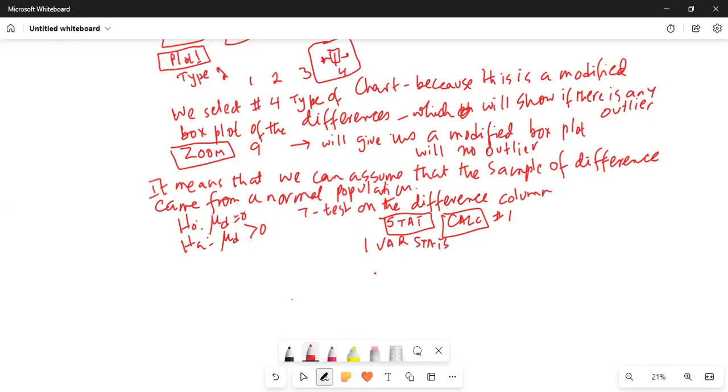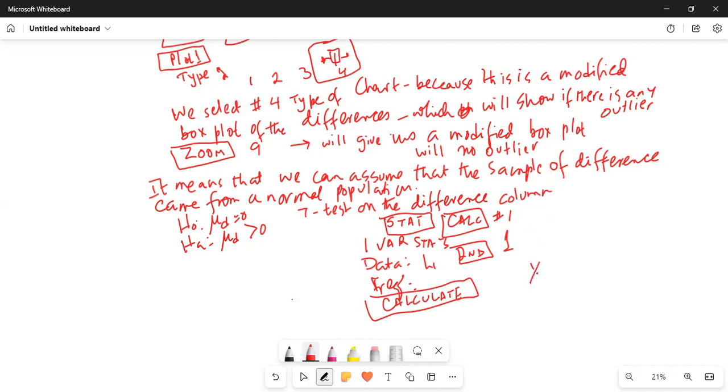Our data is in L3. Make that L3 by pressing second button and 3. I'm sorry, this is L1. Let me correct that. I have entered the data in L1. Okay, so it is second button and 1. We'll keep the data as L1. And then frequency list should be empty. Do not type anything. And then you jump to calculate the sample characteristics. Okay, specifically we are interested in the mean and the standard deviation.